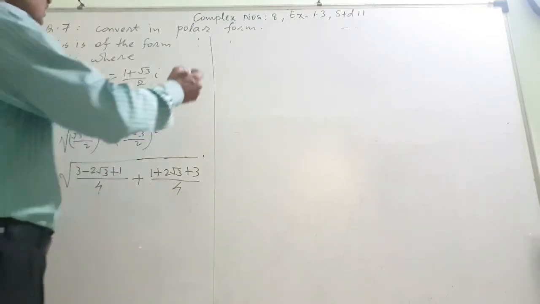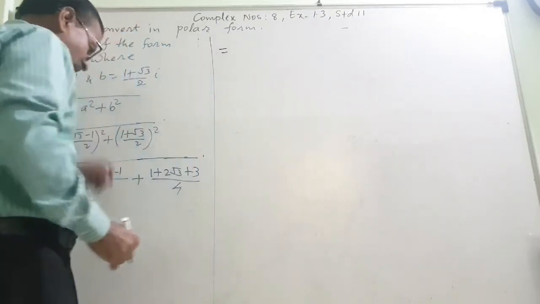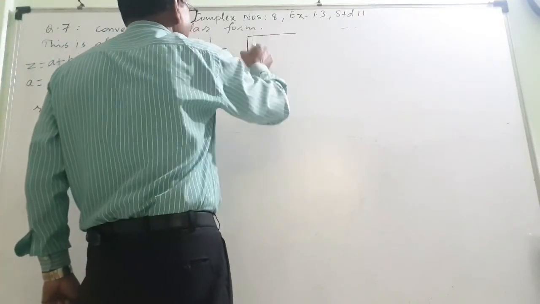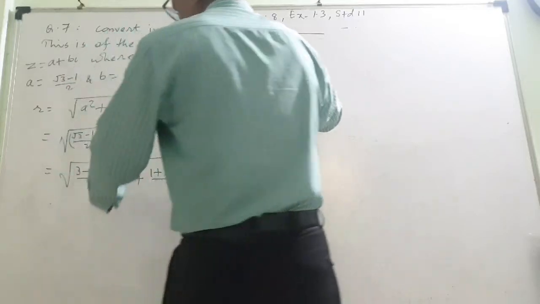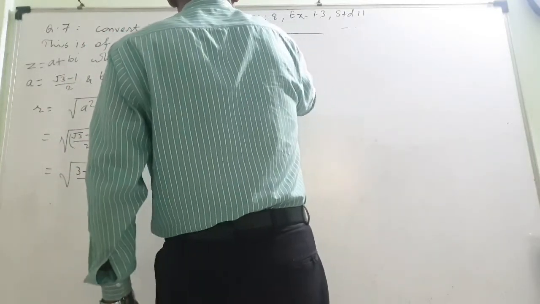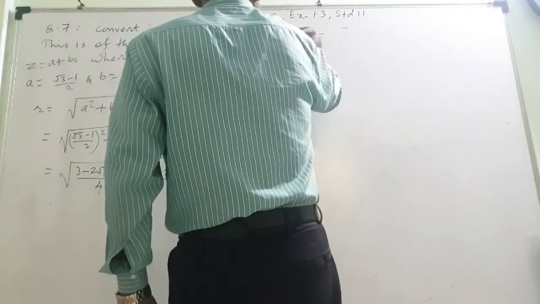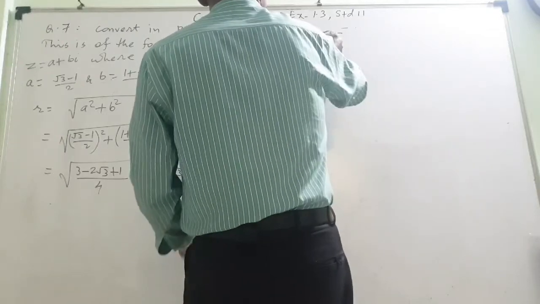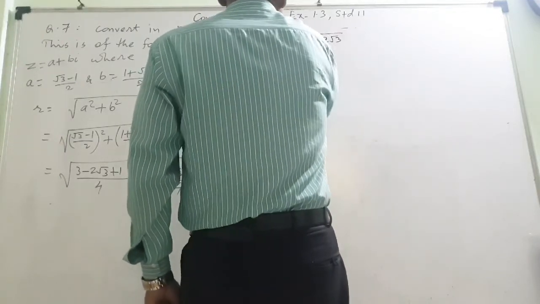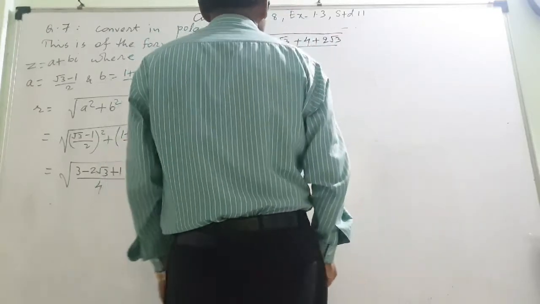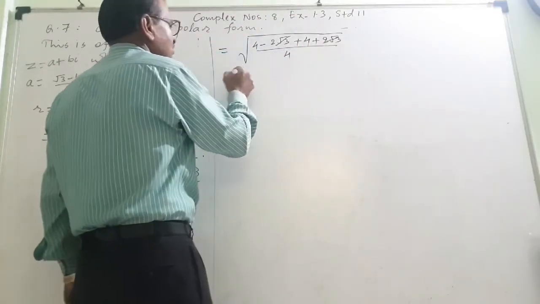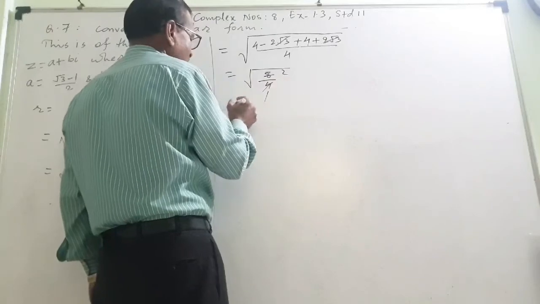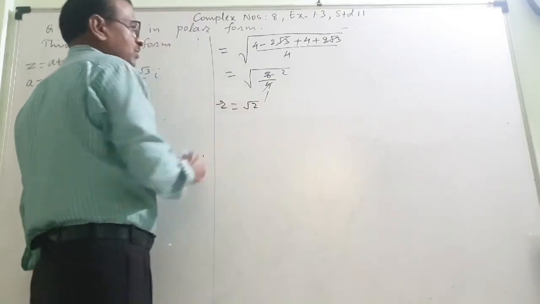Now this is our r going on. The denominator is same, so I will write that denominator. 3 plus 1, 4 minus 2 root 3. Now this 3 plus 1, 4 plus 4, and this is plus 2 root 3. The denominator is same and that same denominator is 4. Now this will get cancelled. So that is equal to 4 plus 4 is 8, 8 upon 4, that is 2, and that is equal to root 2. So r is equal to root 2.